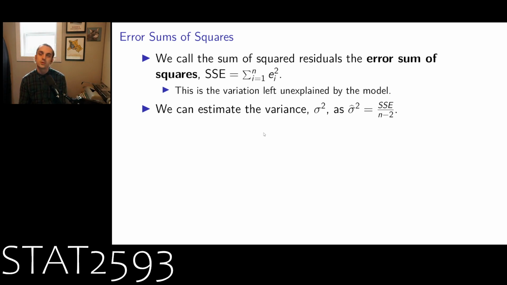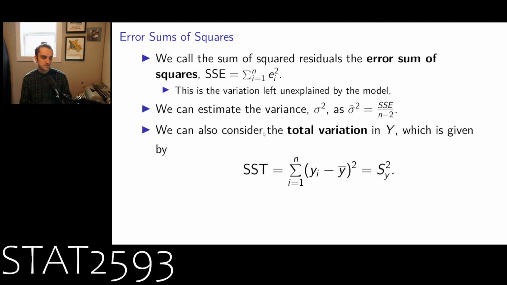If you think about that derivation, we saw that the e_i are estimating those epsilons, so this makes a little bit of sense. We're dividing by n minus 2 in this case because we've actually estimated two parameters. So it's this idea of degrees of freedom. We were dividing by n minus 1 in the previous case because we just needed the mean. Now we need two parameters.